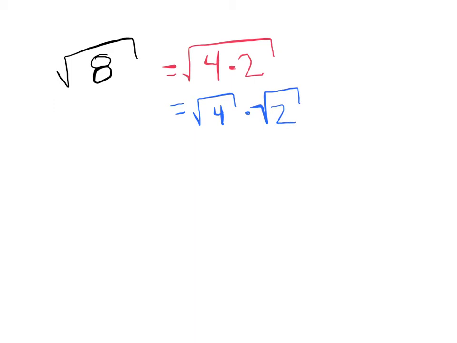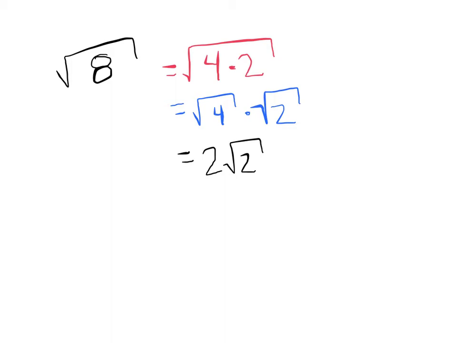Well, we already know what the square root of 4 is. We did that on the last example. So we know that the square root of 4 is 2. And we can't take the square root of 2. So our final simplification would be 2 times the square root of 2. Let's look at another one.